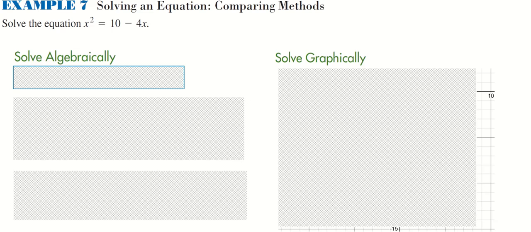Next, maybe the last example. Feels like it to me. Solving an equation, comparing methods. Okay, so algebraically, we just talked about this. Maybe this can just fast track. Again, can we just get x by itself? No. We've got an x squared term and an x term. That kind of throws a wrench in the gears.